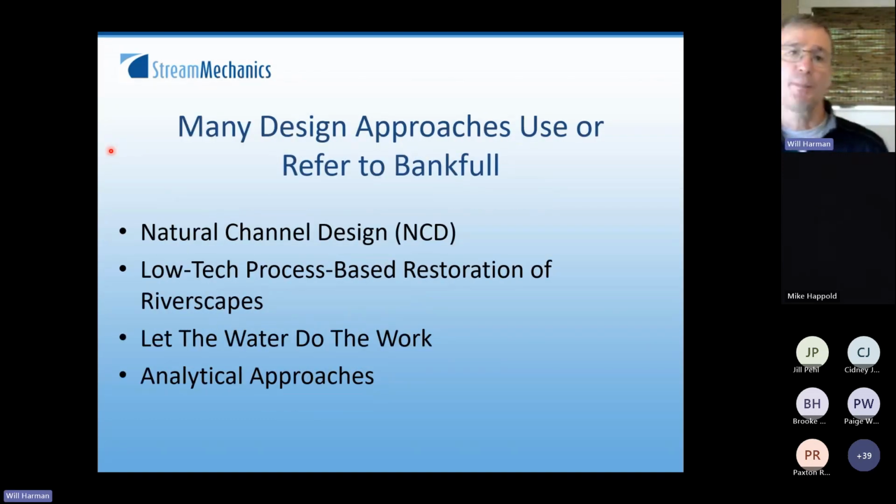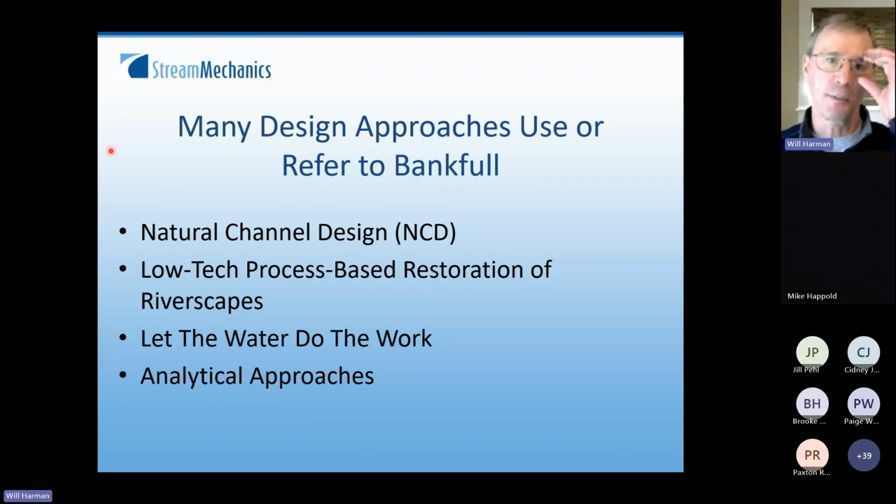I also wanted to point out that almost all design approaches also point to Bankfull. So natural channel design is probably the one that's most recognized as being built around the concept of Bankfull. But even some of the process-based approaches still point to Bankfull in their user manuals. So the low-tech process-based restoration of riverscapes, this is a lot of the Beaver Dam analog work. If you look in those user manuals, they are referencing Bankfull. Even a book called Let the Water Do the Work. Again, there are references to Bankfull in that document as well.